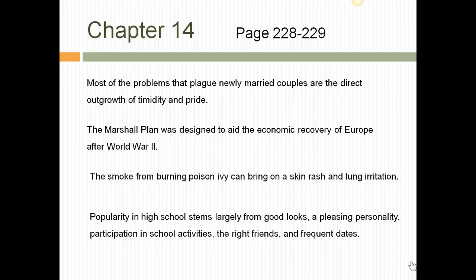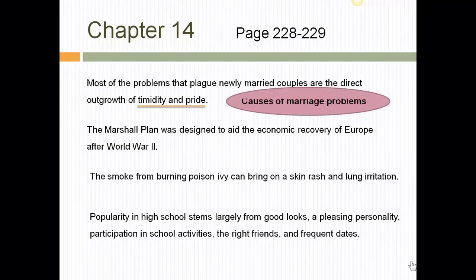And so we start with the first sentence. Most of the problems that plague newly married couples are the direct outgrowth of timidity and pride. The phrasing there, direct outgrowth, tells you that we're looking at timidity and pride as being the causes of these problems. Okay, direct outgrowth of, meaning they stem from or they come from the timidity and the pride. So this would be an essay about causes.